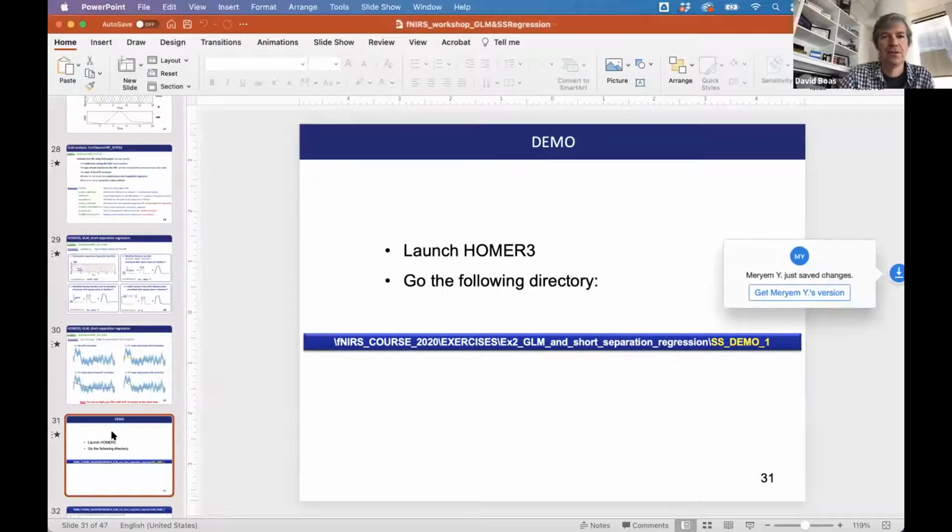Okay, so let's go ahead and open up Homer. So everyone should be opening Homer at this point. You're going to want to go to the day 2 exercise. Sorry, this path is not exactly the same. I'm not sure what you see, but go to day 2 and let's go to SS demo 1.